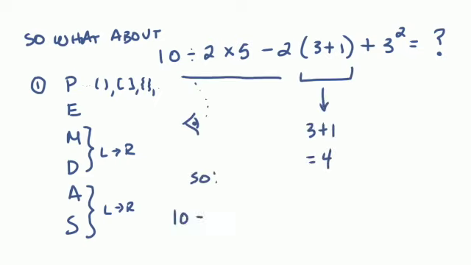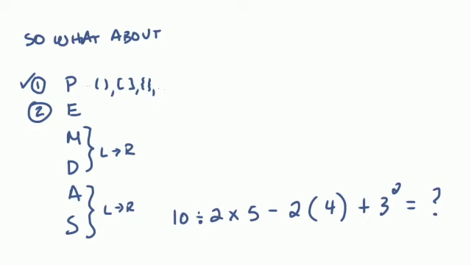So you scan your expression, you see that 3 plus 1 is inside a grouping symbol, so you solve that first. 3 plus 1 is 4. So you rewrite the expression, but now replacing 3 plus 1 in parentheses with a 4, so you get 10 divided by 2 times 5 minus 2 times 4 plus 3 squared. And we still don't know what that's equal to, but now we're one step closer.